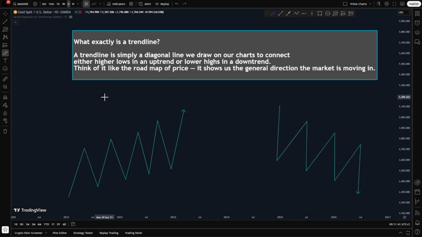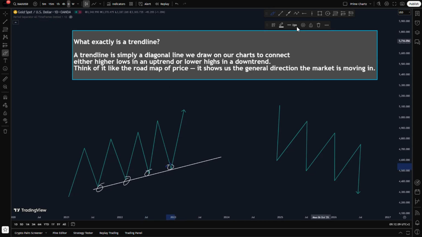All right, let's break it down real quick. What exactly is a trend line? A trend line is simply a diagonal line we draw on our charts to connect either higher lows in an uptrend or lower highs in a downtrend. Think of it like the roadmap of price. It shows us the general direction the market is moving in. In an uptrend, price is going up, but not in a straight line, right? It moves in waves. So we connect those little dips, the higher lows, to form our trend line.